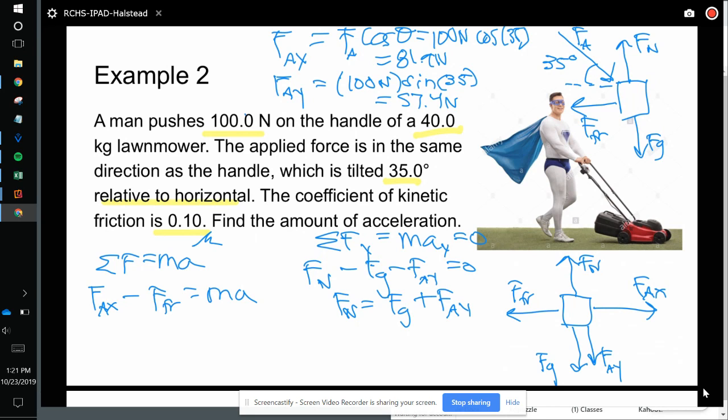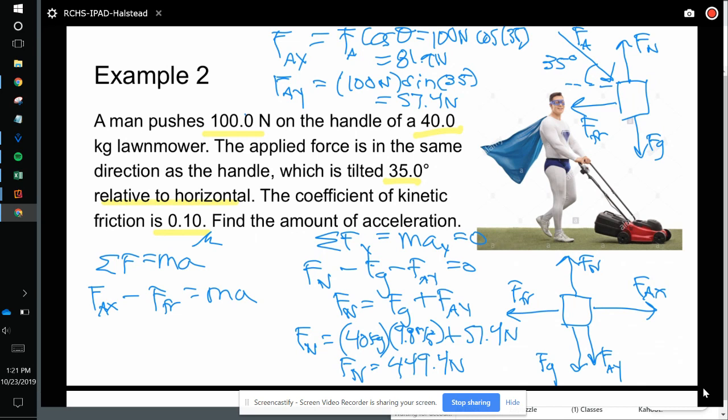Force of gravity we know is mass times the acceleration of gravity, so I can plug that in. I get normal force is equal to mass of the lawnmower, 40 kilograms, times acceleration of gravity, 9.8 meters per second squared, plus force applied in the y direction, which we found to be up here, 57.4. So I plug that in, 57.4 newtons. And now I find my normal force from using my calculator. So 40 times 9.8 plus the quantity 57.4. And I get a normal force of 449.4.